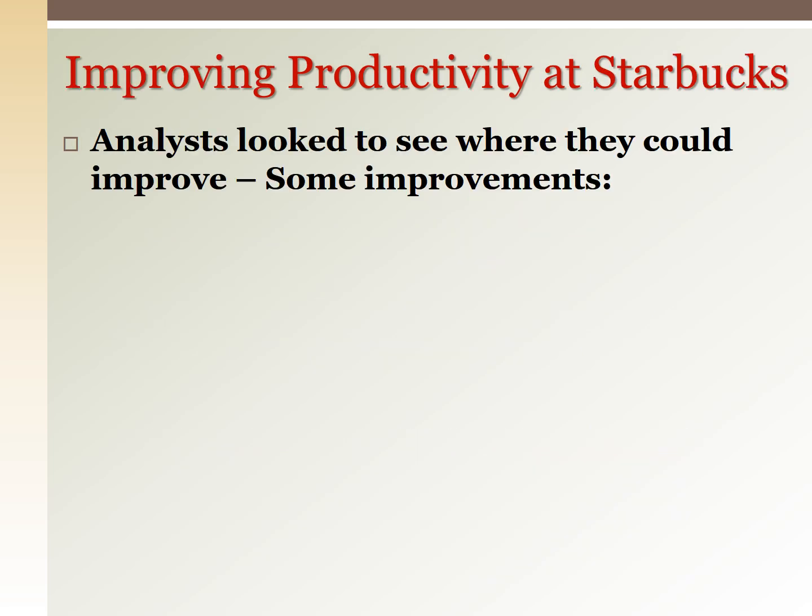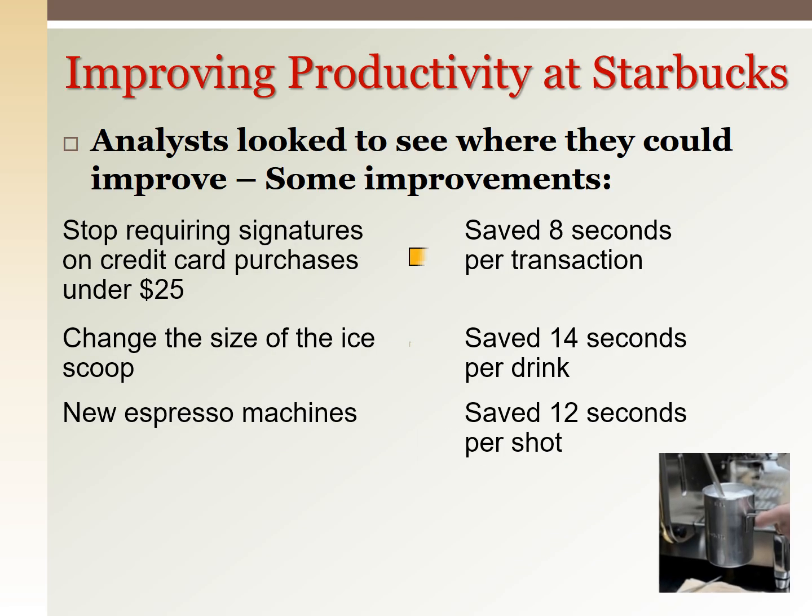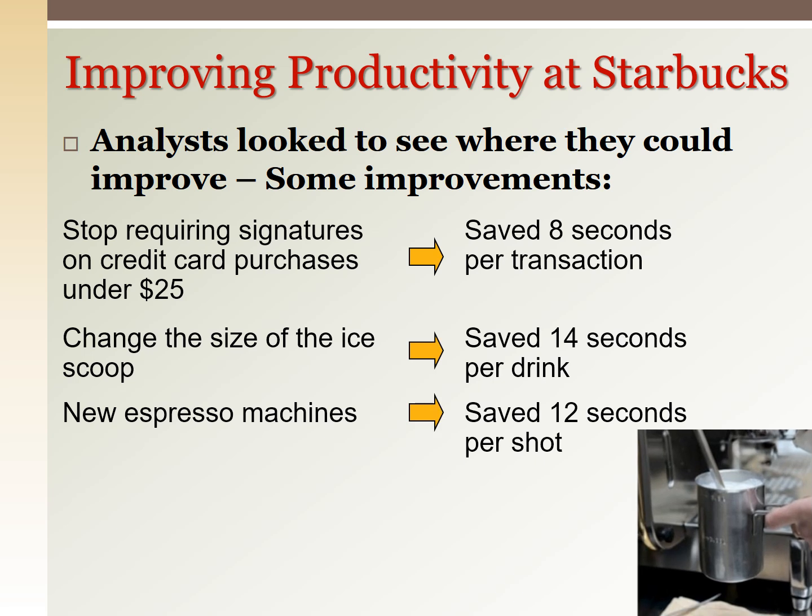Analysts look to see where they could improve, and some improvements are, for instance, Starbucks stopped requiring signatures on credit card purchases under $25. They saved 8 seconds per transaction. Changed the size of the ice scoop. They saved 14 seconds per drink. And Starbucks put in new espresso machines, which saved 12 seconds per shot.